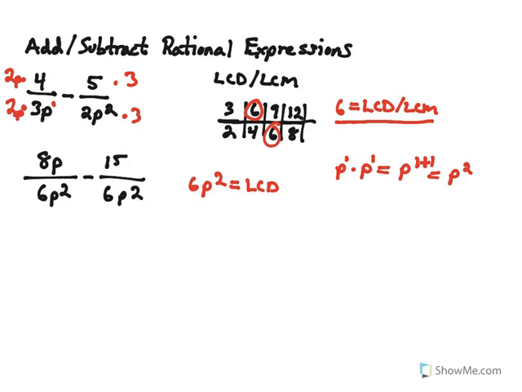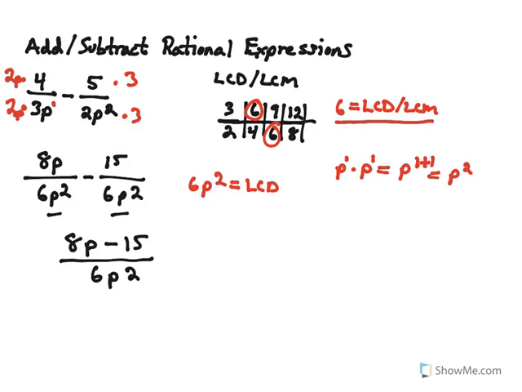Okay, so now that the denominators are identical, we can go ahead and write it as one fraction. So we're going to take the 8p and we're going to subtract 15, and we're going to write it under one denominator because these are identical, so we don't need them to be separate anymore. We can express it as one fraction and therefore do the operation that it's telling you to do, which is subtraction. So 8p minus 15.